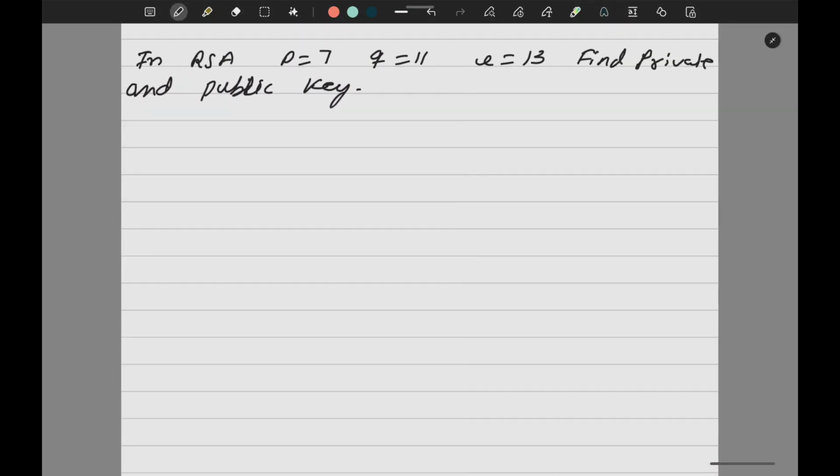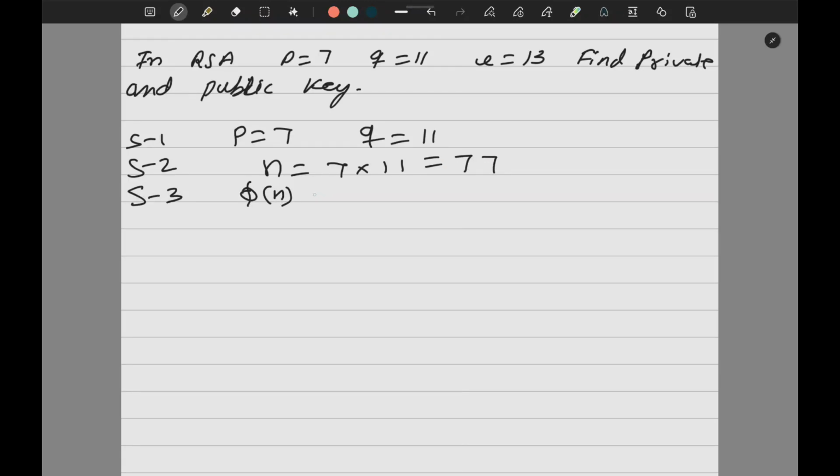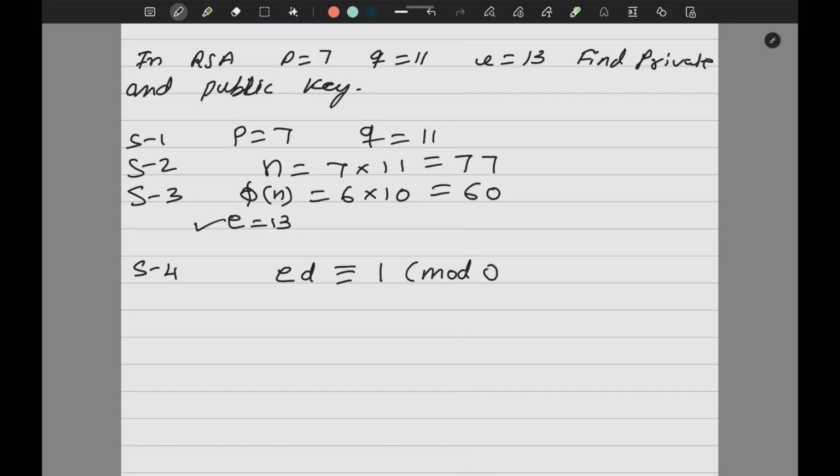Now look at this question in RSA. P is given, Q is given. So step 1, I will define P and I will define Q. Right? Step 2 is what? Define N, which is equal to P into Q. Right? So this is equal to 77. Step 3, I need to define phi n. So phi n will be 6 into 10, that is 60. Okay? Now what is the E value given? 13. So now E is 13. Again, it satisfies both the conditions of E. Okay. So go to step 4 where I will write down the linear congruence. So my linear congruence is ED congruent 1 mod of phi n.